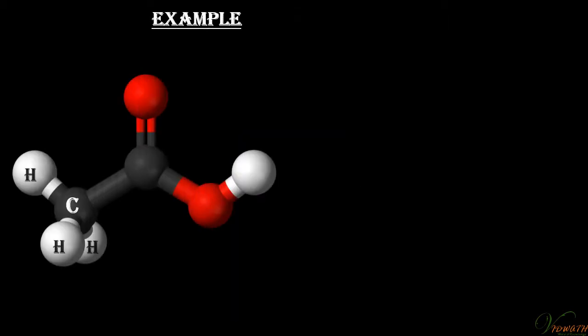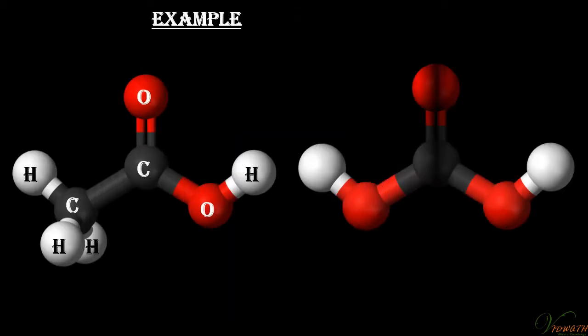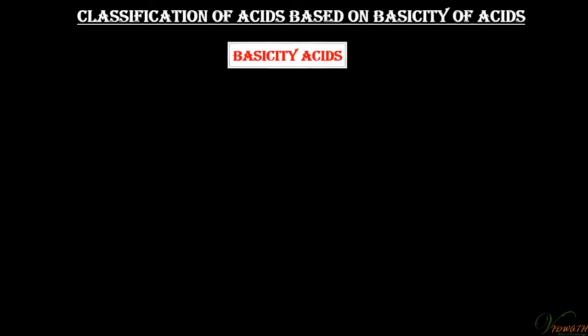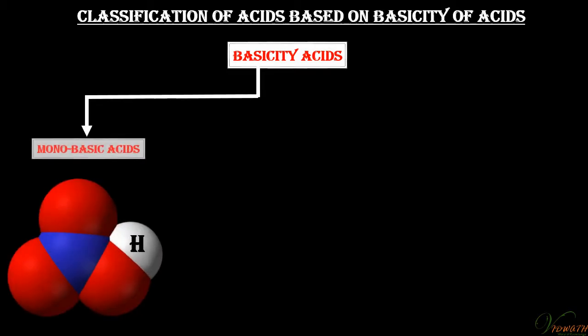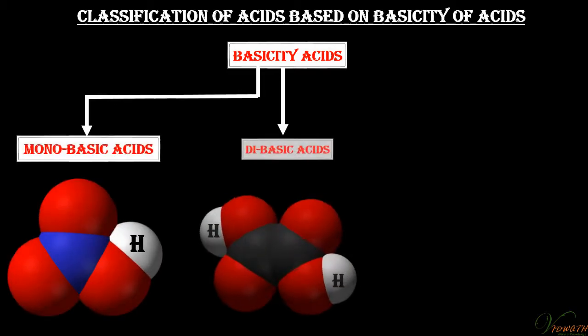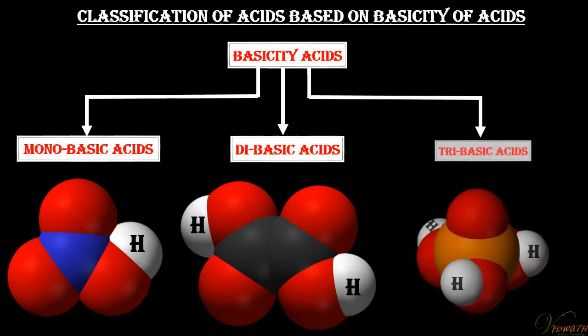Example, CH3COOH, H2CO3, etc. Classification of acids based on basicity of acids. Based on basicity, acids were classified into different types. They are monobasic acids, dibasic acids, tribasic acids.